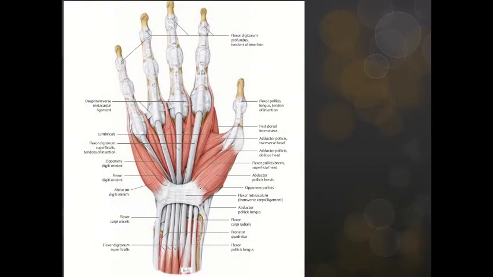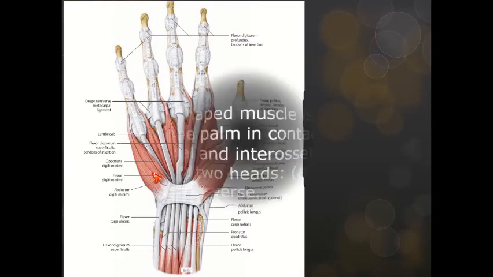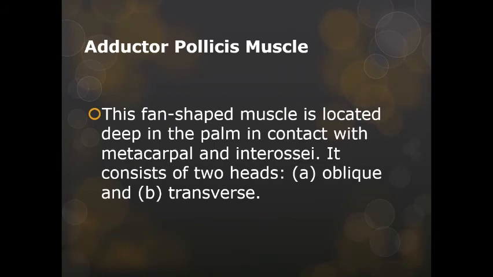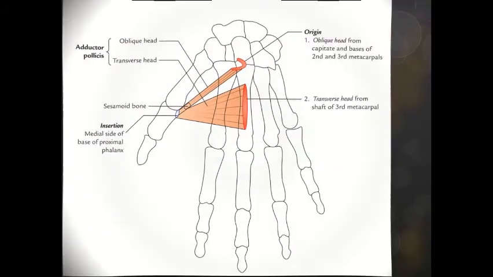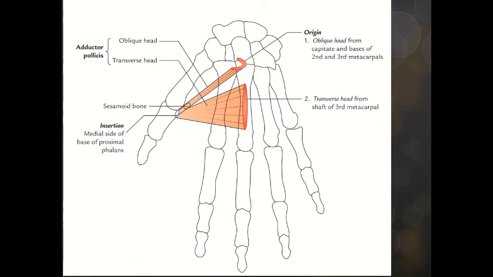Here also we can identify clearly the thenar muscles and the hypothenar muscles. Coming to the next muscle, adductor pollicis muscle. This muscle is a fan-shaped muscle, located deep in the palm in contact with the metacarpals and the interossei. It consists of two heads, the oblique head and the transverse head. Let us see the oblique head and the transverse head.